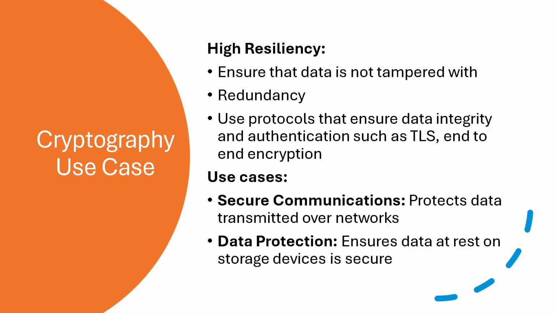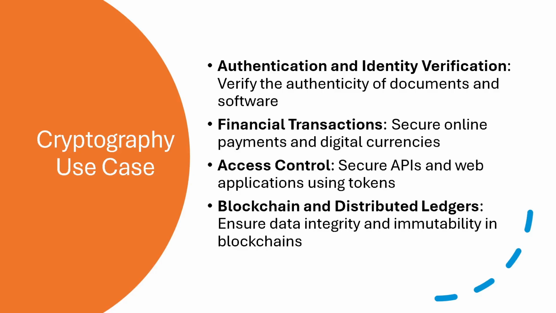Use cases. Secure communications protect the data transmitted over networks. Data protection ensures that data at rest on storage devices is secure. For important documents, we verify the identity and authenticate any and all important files. Cryptography is used to secure online payments and digital currencies, and to secure APIs and web applications using tokens. It is also used to ensure data integrity and immutability in blockchain.